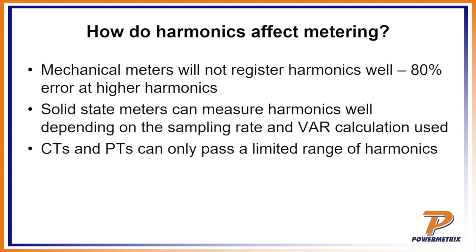So what that means is that if I was just trying to measure the fifth or the seventh harmonic, I was basically losing about 80% of that. And so once again, if you had a system that had really high harmonic content, those electromechanical meters would not do a very good job of metering.